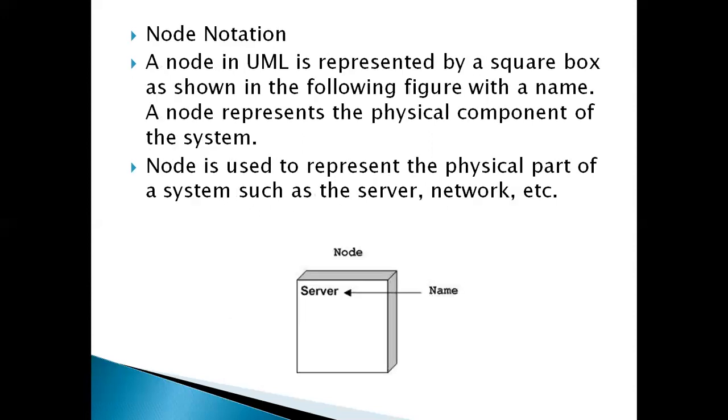Node notation. A node in UML is represented by a square box as shown in the following figure with the name. A node represents the physical components of the system. Node can be anything such as a server, network, etc. Here the name of the node is server.